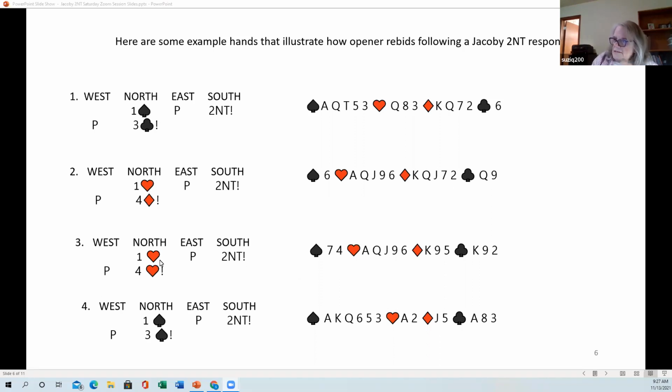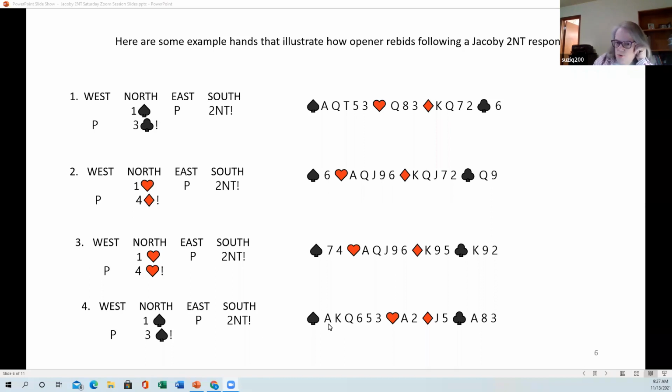In this instance, North opens a heart, partner bids 2 no trump. Notice, this is a dead minimum opening hand with no shortness. Game only, partner here. Unless you've got 18 or 19 points, we're not going any further.